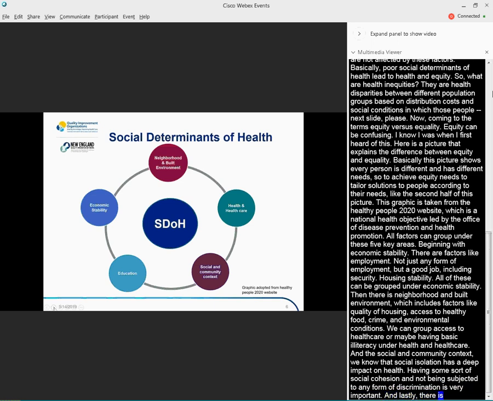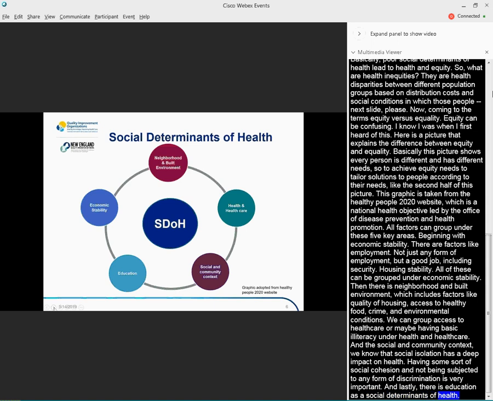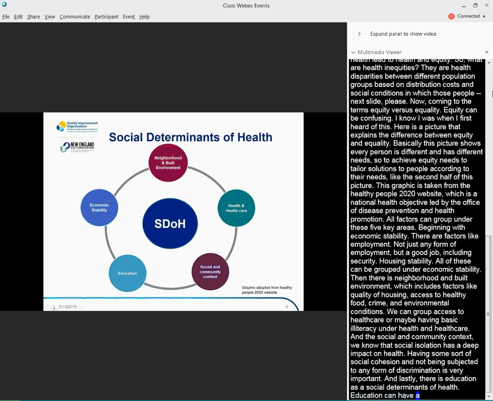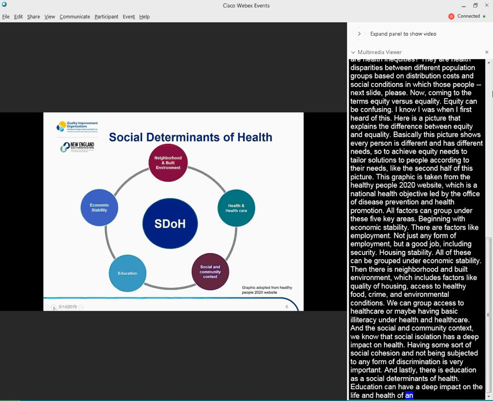Early childhood development and education can have a deep impact on the life and health of an individual. Just having access to these and higher education plays an important role in the life of an individual.